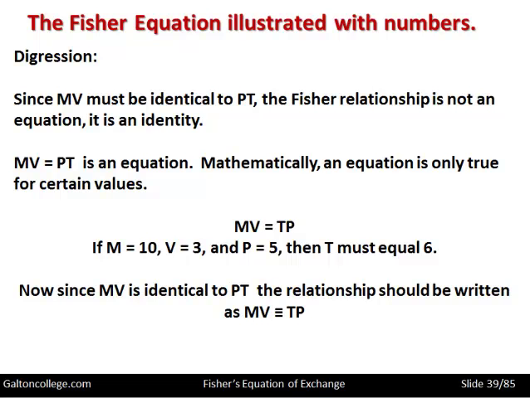Now, since MV is identical to PT, the relationship should be written like this. It's got 3 little lines, not equals. 3 lines is stronger. These two are identical. They are the same. They're true for all values. All values of MV must equal all values of PT. However, we call it an equation. So we'll stick with the term, the Fisher equation. But really we should be talking about the Fisher identity. But so be it. So we'll talk about the Fisher equation.